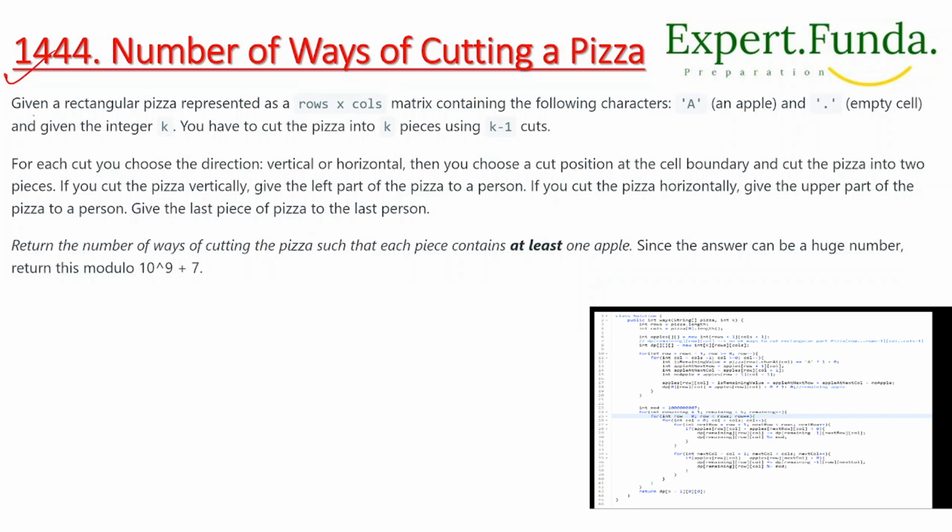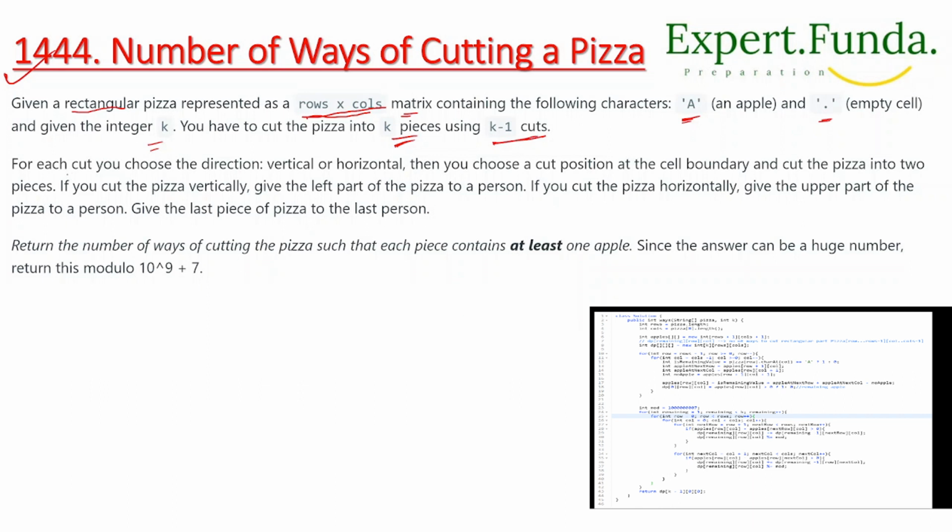Given a rectangular pizza represented as a matrix of rows by columns, which contains either the character A, an apple, or a dot, which is empty. You are also given an integer k. You have to cut the pizza into k pieces using k minus 1 cuts.